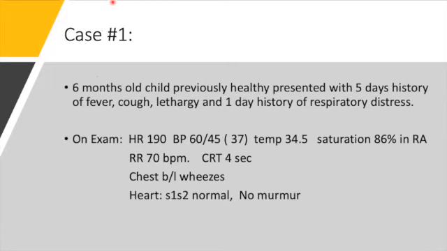A 6-month-old child, previously healthy, presented with a 5-day history of fever, cough, lethargy, and a 1-day history of respiratory distress. On examination, his heart rate is 190, tachycardic, blood pressure is 60/45.